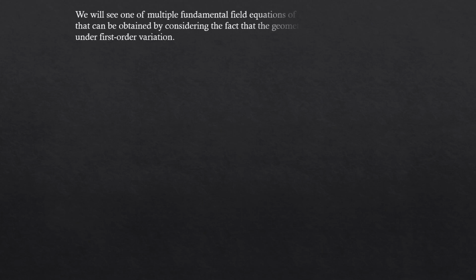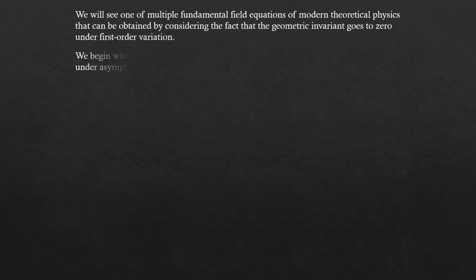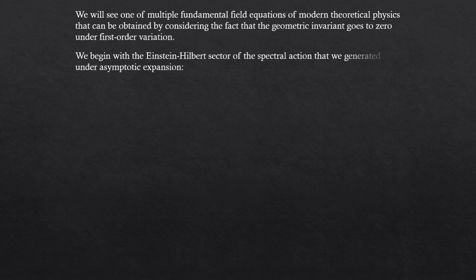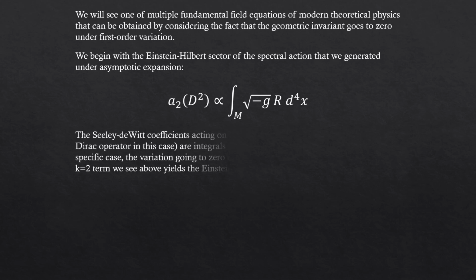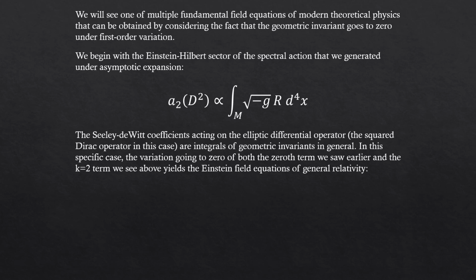We'll see one of the multiple fundamental field equations of modern theoretical physics that can be attained by considering this fact that a geometric invariant in general goes to 0 under first-order variation. We'll begin with the Einstein-Hilbert sector of the spectral action that we generated under asymptotic expansion in terms of the Seeley-DeWitt coefficients in the heat kernel expansion formulation. The Seeley-DeWitt coefficients acting on the elliptic differential operator are themselves integrals of geometric invariants overall.